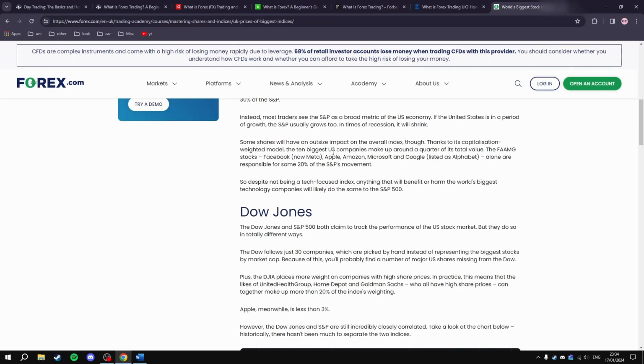Some shares will have an outsized impact on the overall index though, thanks to its capitalization weighted model. The 10 biggest US companies make up around a quarter of its total value. The FAAMG stocks, Facebook, now Meta, Apple, Amazon, Microsoft and Google, listed as Alphabet, alone are responsible for some 20% of the S&P's movement.